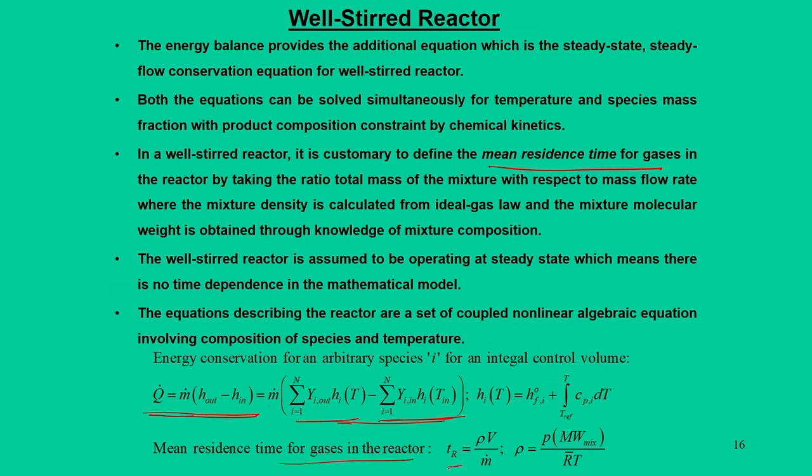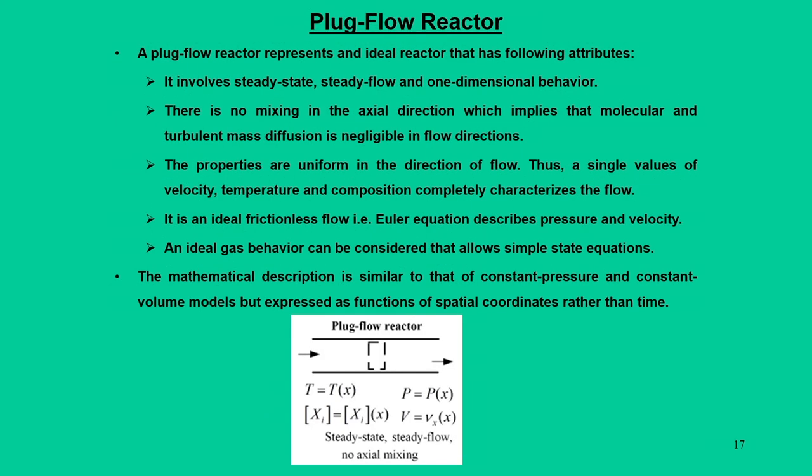It is defined as tau_R equal to rho times V divided by m dot, where rho is the density of the mixture, which can be calculated from the ideal gas relation by knowing the molecular weight of the mixture. The well-stirred reactor is assumed to operate at steady state, which means there is no time dependence in the mathematical model. So, the equations describing the reactor are a set of non-linear algebraic equations in the species and temperature.